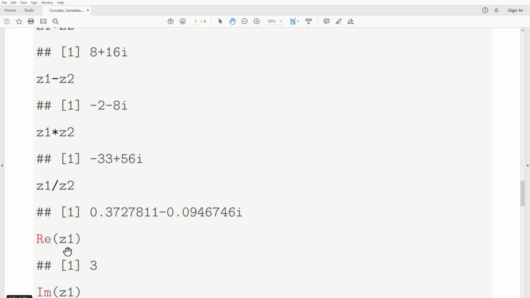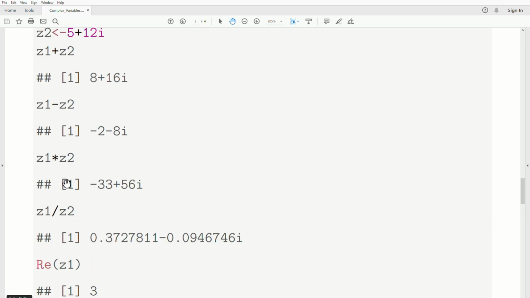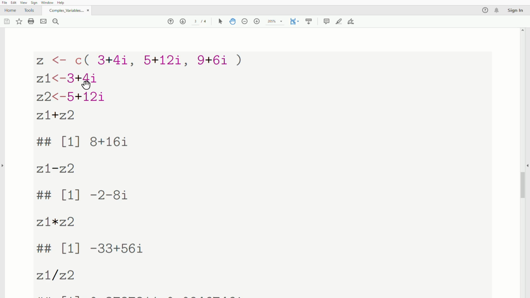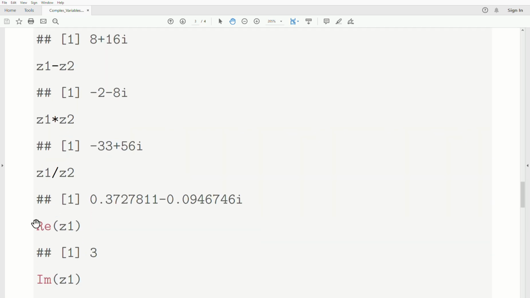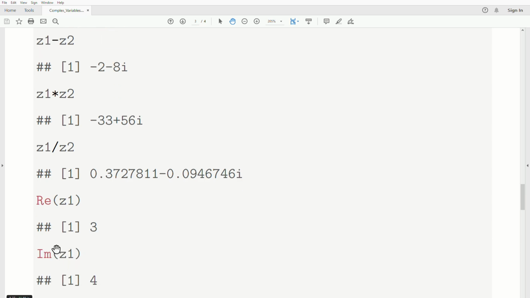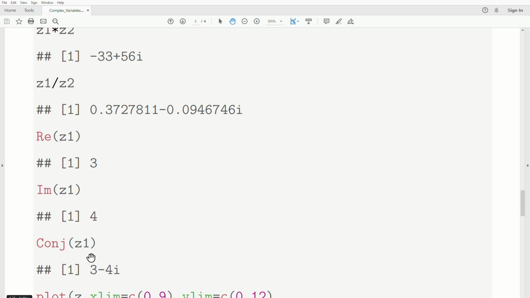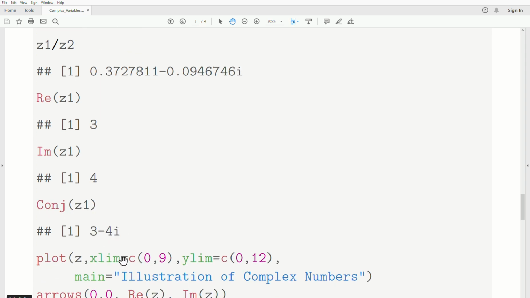You can extract the real component. So Z1, let's go back, is 3 plus 4i. So the real component of Z1 is 3. The imaginary component of Z1 is 4. The complex conjugate just negates that middle term. So Z1 was 3 plus 4i. Its complex conjugate is 3 minus 4i.